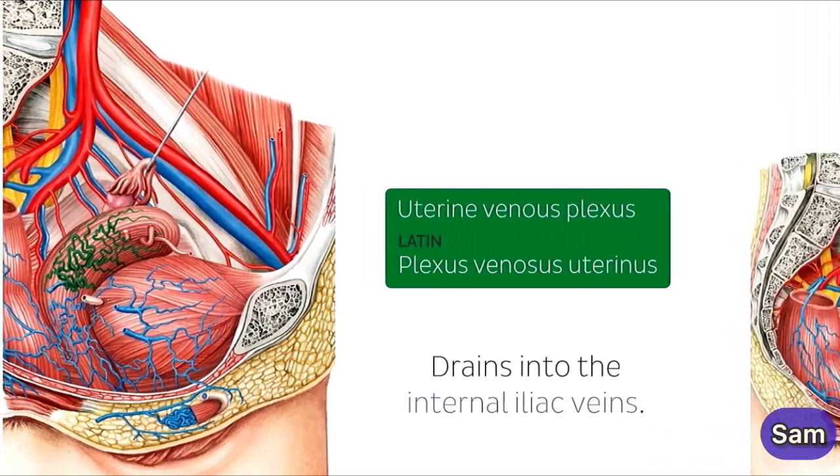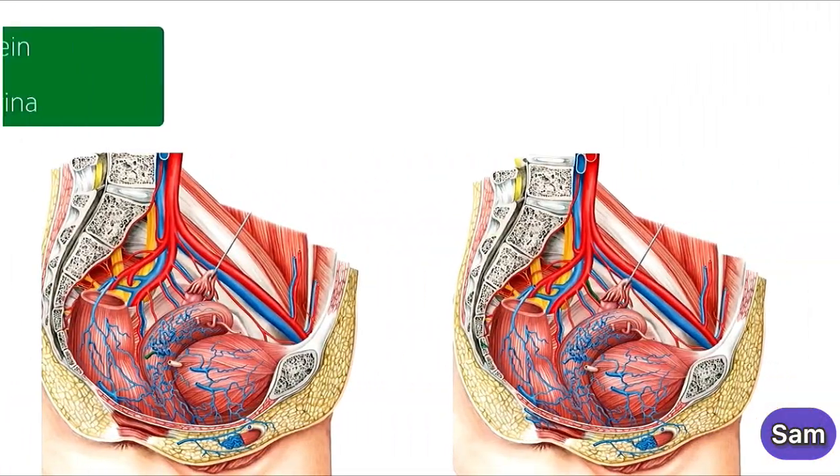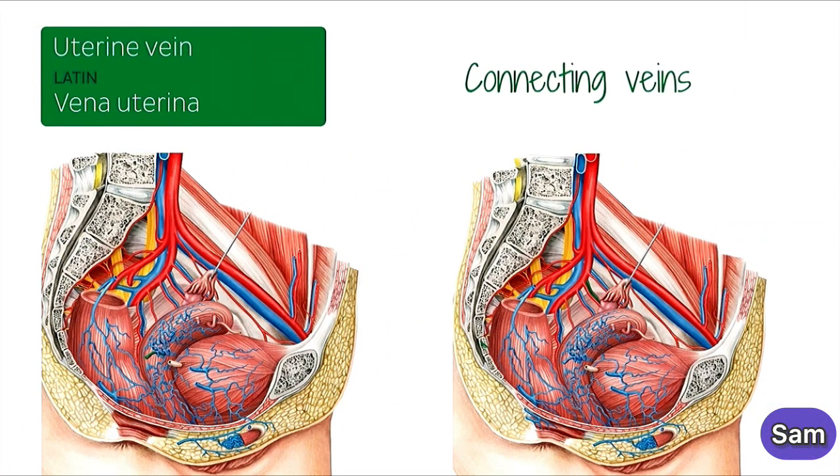The left and right uterine veins are connecting veins that join the uterine venous plexus to the internal iliac veins. These veins are situated in the cardinal ligament, which is located at the base of the broad ligament of the uterus. We can see it here highlighted in green.